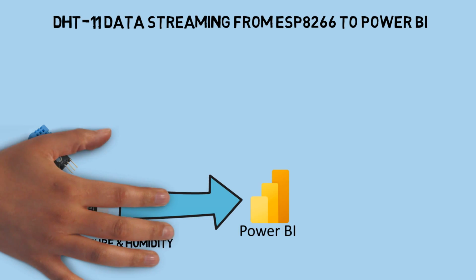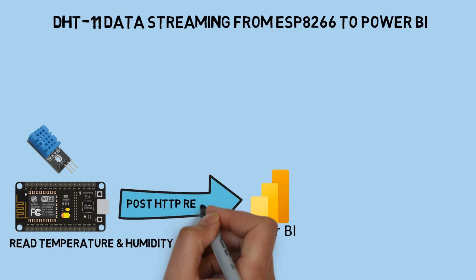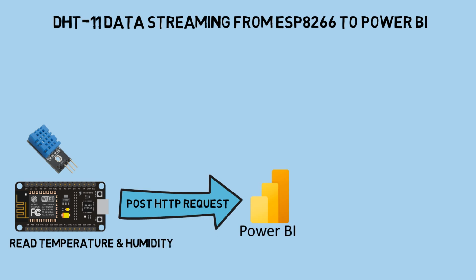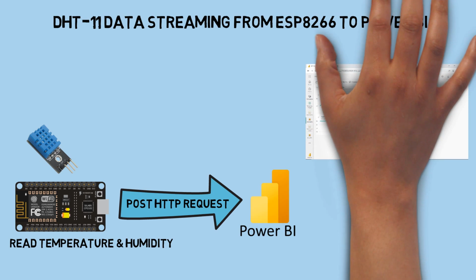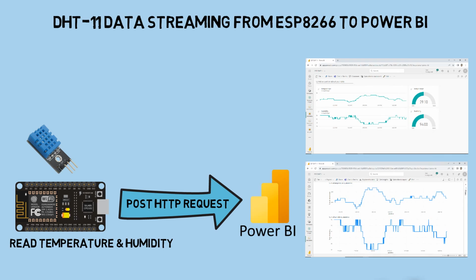Subsequently, the ESP will send the temperature, humidity, and date-time data to Power BI via a post-HTTP request in JSON format. In the Power BI service, the received data will be processed. Subsequently, the temperature and humidity data will be displayed on a real-time dashboard, allowing it to be showcased in reports as well.